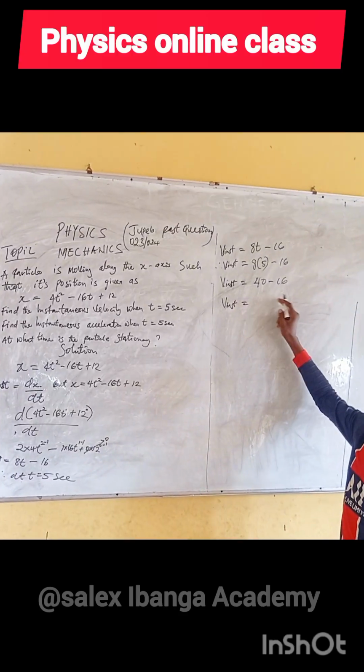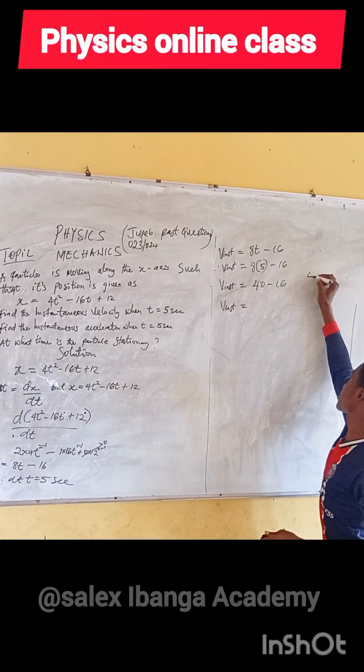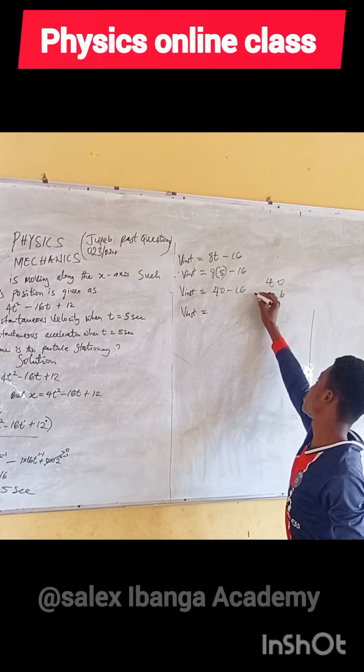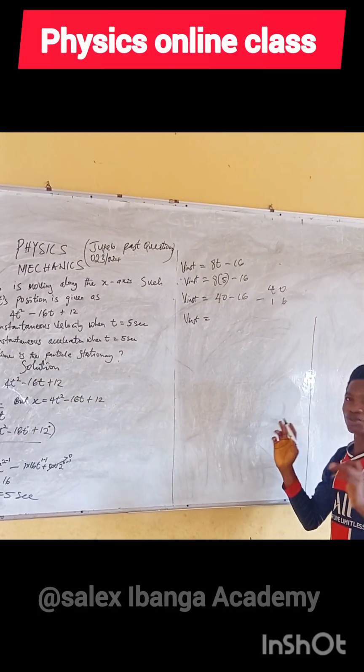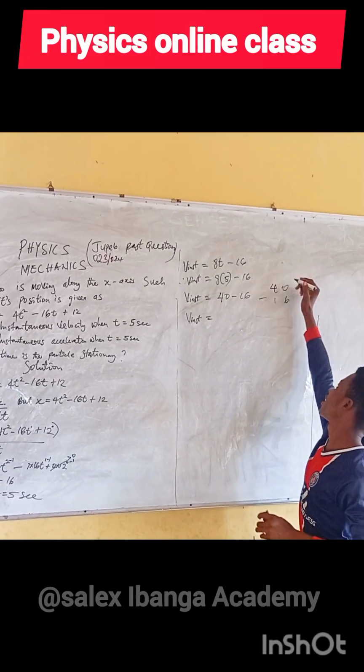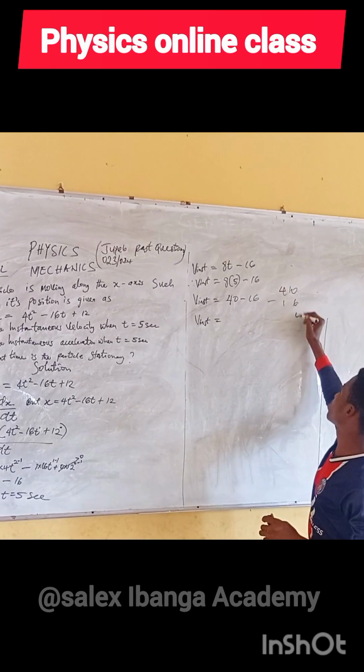Please, we do a simple calculation here. If you don't know what to do, this is 40, this is 16. You subtract. And if this number minus this number cannot come, so what do you do? Borrow 1 from this number, add to this number. This number is 10. So when you say 10 minus this, you will get 4.